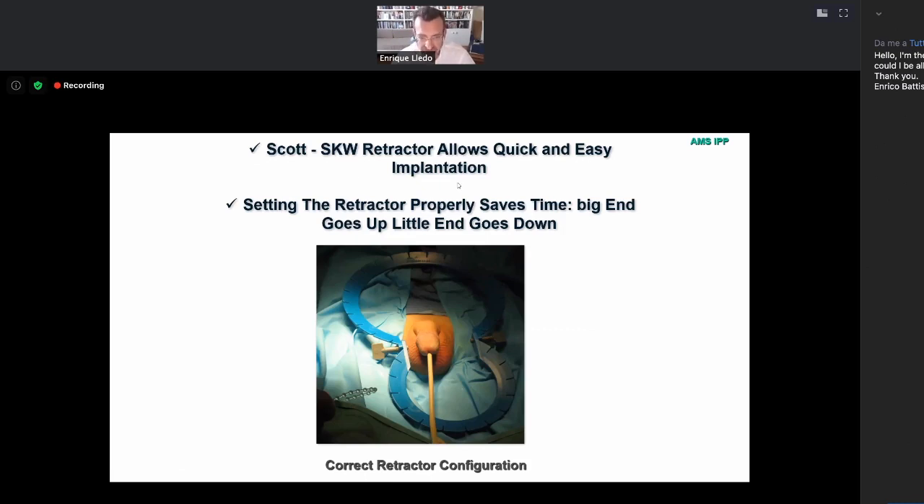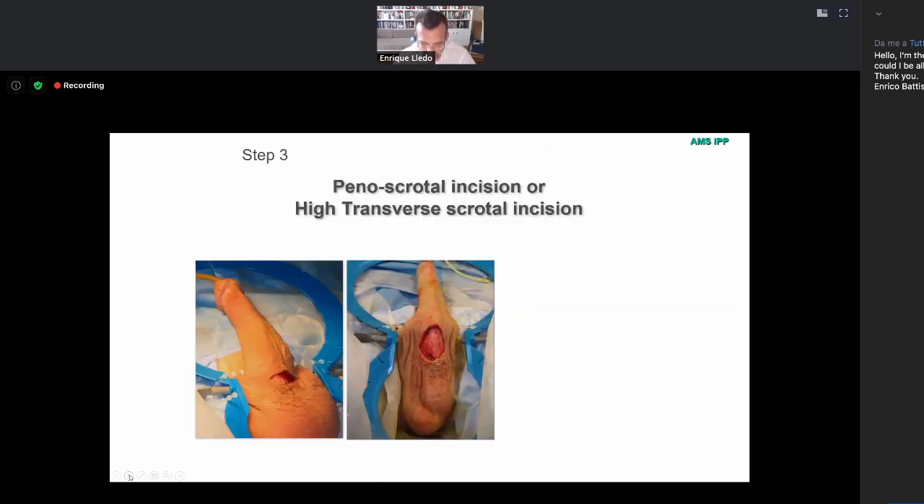The next step is how to use the Scott retractor. I think that the Scott retractor is one of the most important assistants of the surgery. I like this opinion of Professor Wilson, that this is probably the most useful assistant, sometimes more important than the surgeon itself. The big part of the Scott retractor should be placed up, and the smaller part of the retractor should be placed down. This is the correct retractor configuration. Go ahead with the next slide.